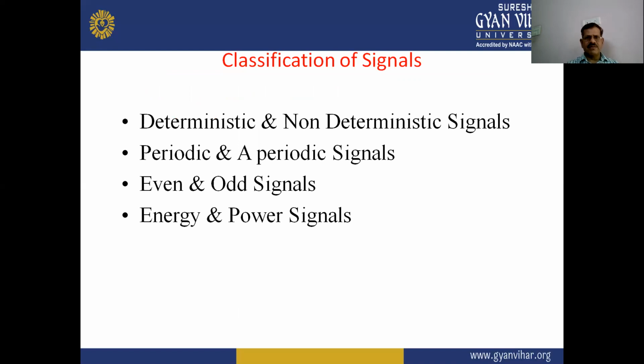Next, classification of signals. In classification of signals, here are deterministic and non-deterministic signals, periodic and aperiodic signals, even and odd signals, and also energy and power signals. So there are different types of signals here.